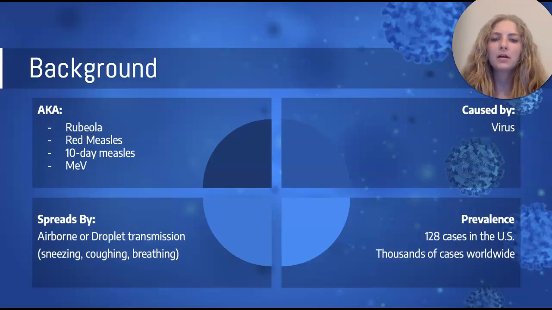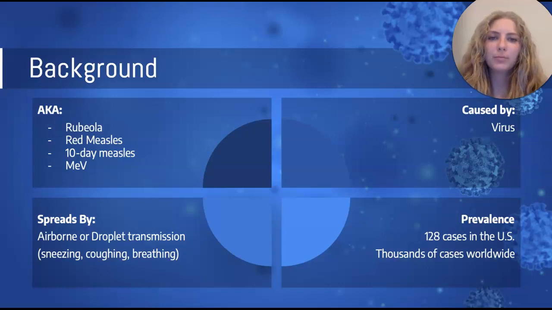A little bit of background on measles. Some common names for it include rubella, red measles, 10-day measles, and a common abbreviation includes lowercase e-v. That is one I will be using in this presentation. Measles is a disease caused by a virus. It spreads by airborne and sometimes droplet transmission. It can spread by an infected person sneezing or coughing on a surface, and then somebody else coming by, touching that surface, touching their mouth, and ingesting those particles, or just by airborne transmission.